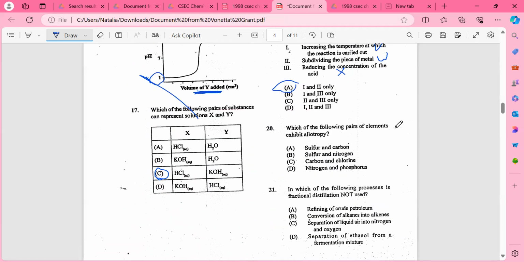Which of the following pairs of elements shows allotropy? The elements which show allotropes are sulfur, carbon, phosphorus. So off the bat, we're seeing sulfur and carbon, so the answer is A.